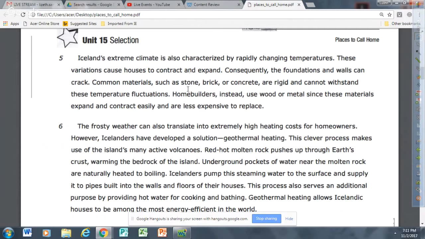Common materials such as stone, brick, or concrete are rigid and cannot withstand these temperature fluctuations. So if they use stone, brick, or concrete, they can't deal with the contracting and expanding. So home builders have to use wood or metal, since these metals expand and contract easily and are less expensive to replace. So in Iceland, if they use stone or brick or concrete, the expanding and contracting breaks the brick or stone or concrete. So they have to use materials such as wood or metal.